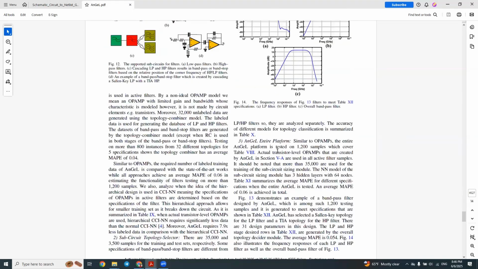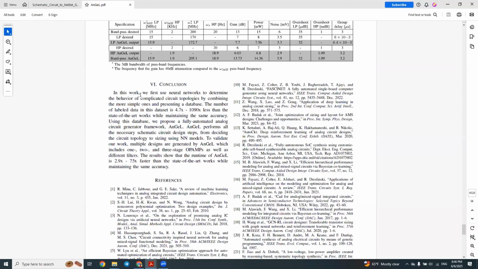Here is Angel's conclusion. We say that, okay, we use a neural network. This is that much better. And again, another result, and that would be it.